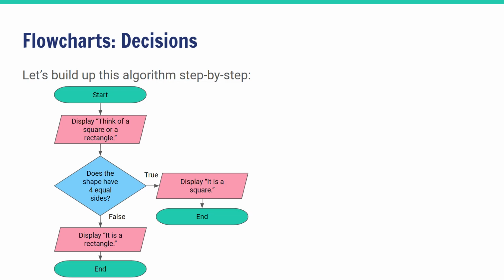Notice there are 2 paths that the algorithm can take. Now the algorithm will only take one of those 2 paths. So even though we see 2 different outputs there, it is a square and it is a rectangle, only one of those will be displayed because only one of those paths will be taken. And in both cases, after it displays the answer, the algorithm will end. So what we're going to do here is join those 2 ends together so our flowchart is a little neater.